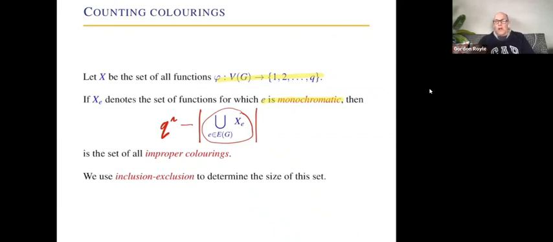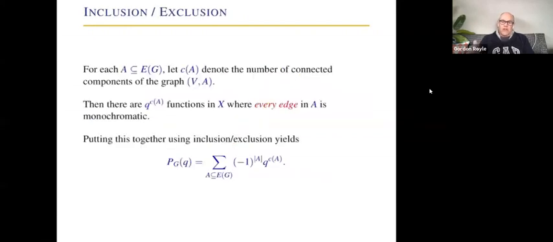Okay, but of course, a coloring that is bad for one edge might be bad for more edges. And so in order to calculate the size of this set, we have to use inclusion-exclusion, and we get the following expression for the chromatic polynomial. Okay, I'll explain what each of the pieces is.